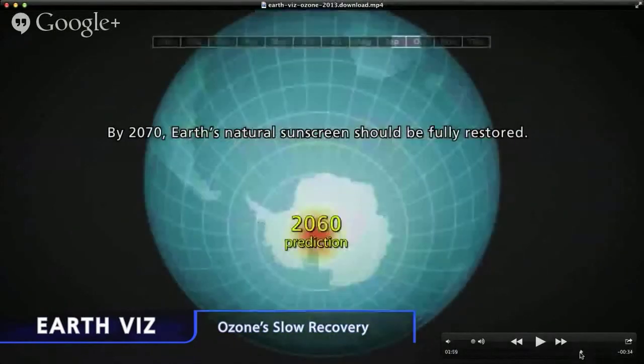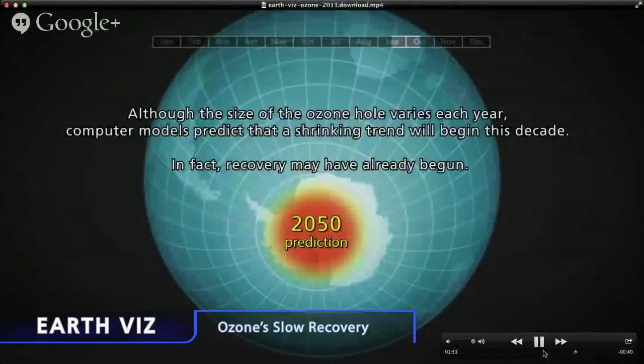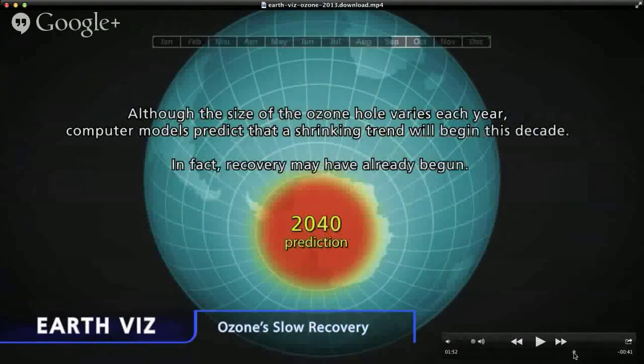So with this animation that we've produced here, like I said, is based on a computer model projection on a graph, and we've indicated the uncertainty of that projected size with a fuzzy boundary around each future ozone hole at these key decades in the future.